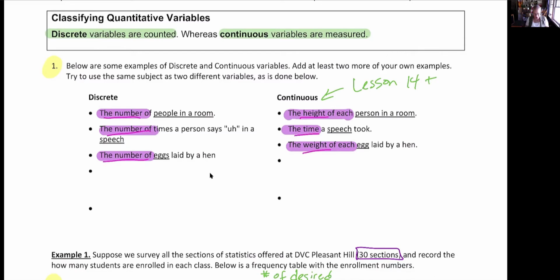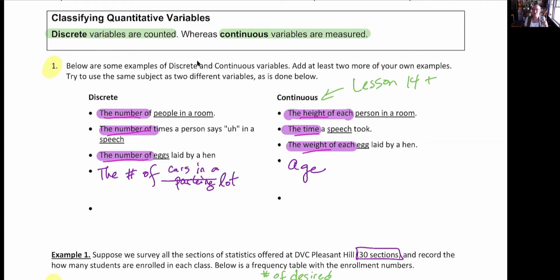Hopefully you notice that pattern. The discrete variables tend to say the number of times, the number of something, whereas continuous is really growth in time, growth in weight, height, those kinds of things that you can measure with a stopwatch or a measuring tape. Really, if you start a sentence with the number of, anything you put after that, the number of cars in a parking lot, is discrete.